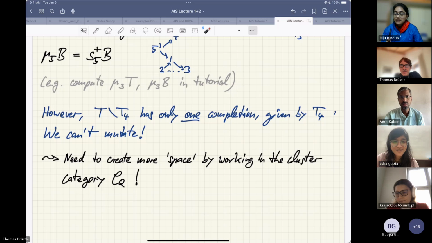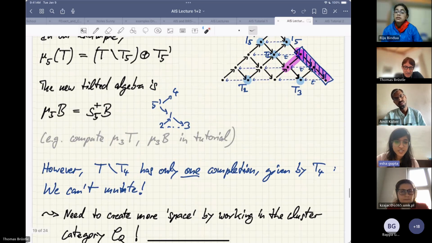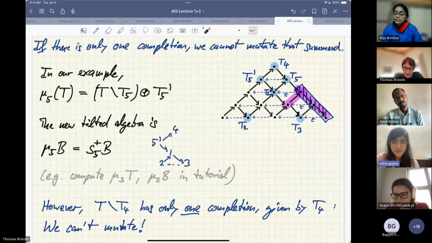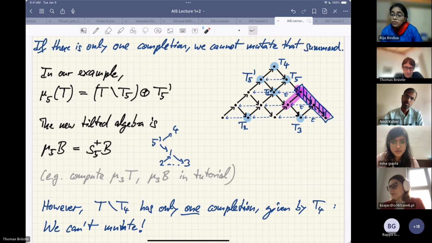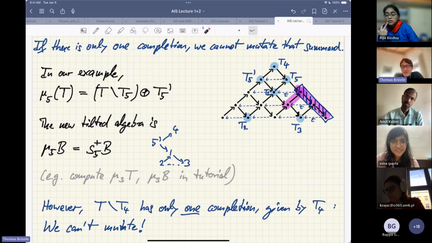A question. You calculated the endomorphism algebra of the tilting module, and then you calculated the endomorphism algebra of the mutation. And here they were related by the reflection. But is this general? Like the relation between the endomorphism algebra of the mutation, mu5. That works out pretty nicely, does it?